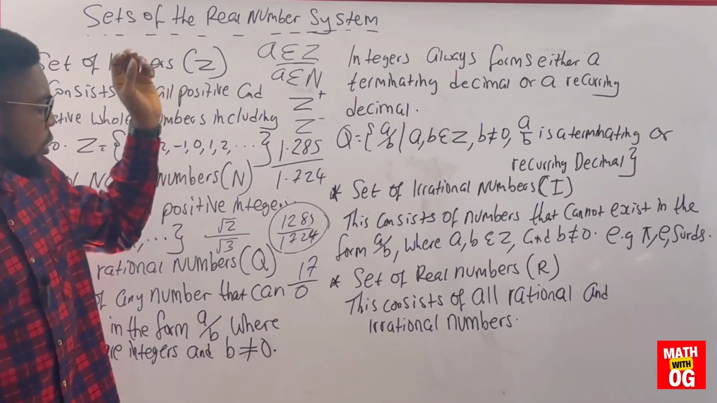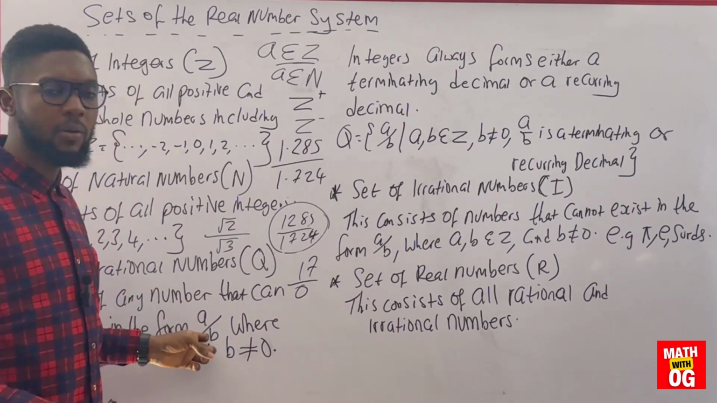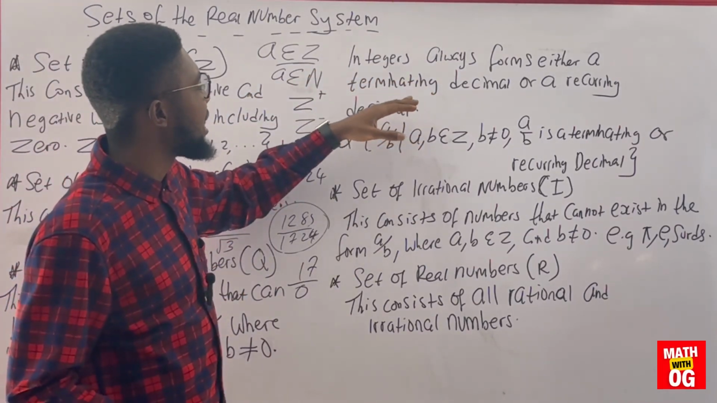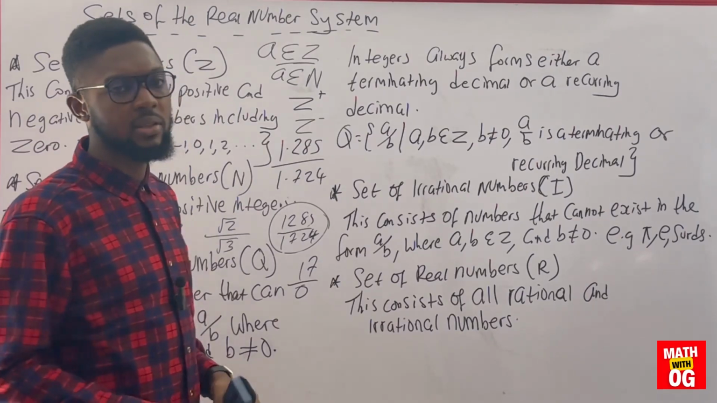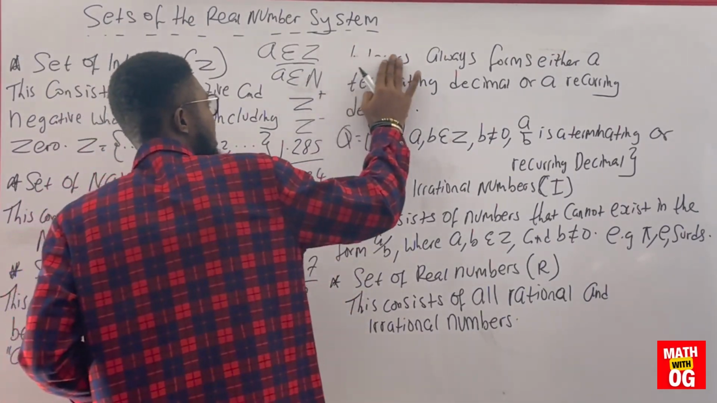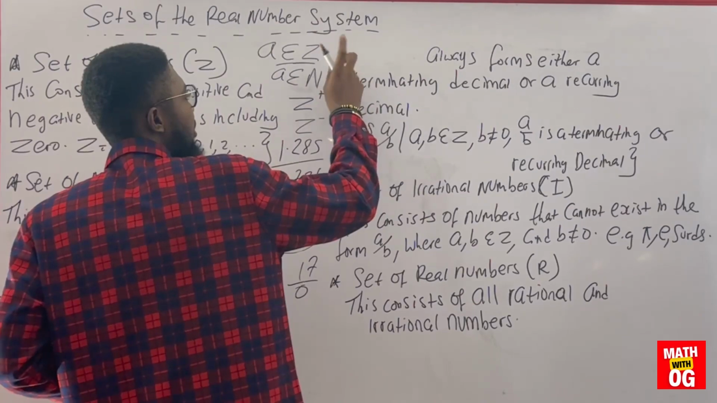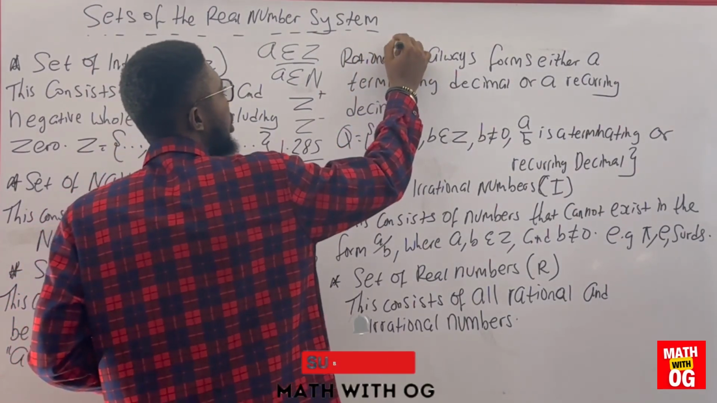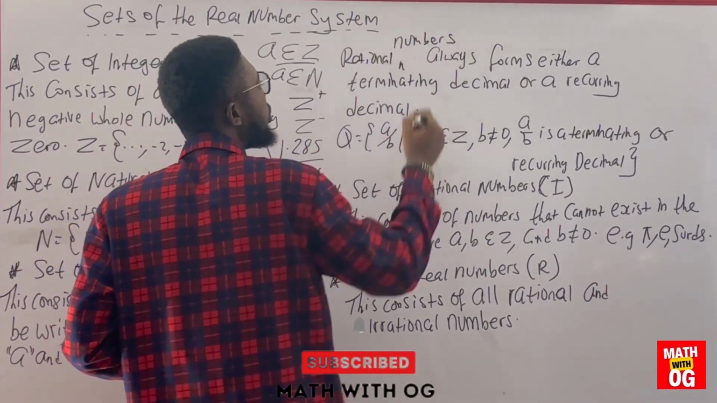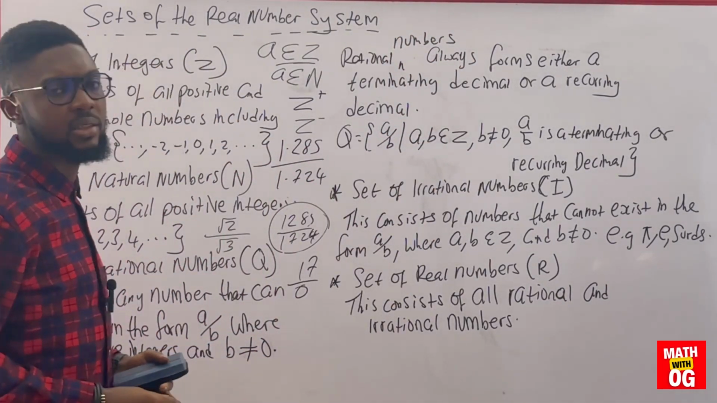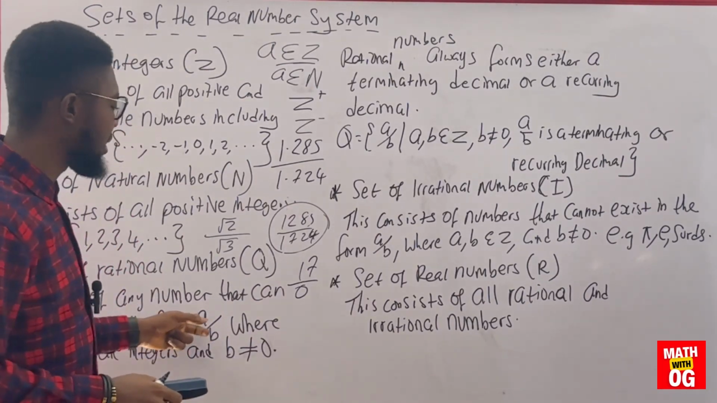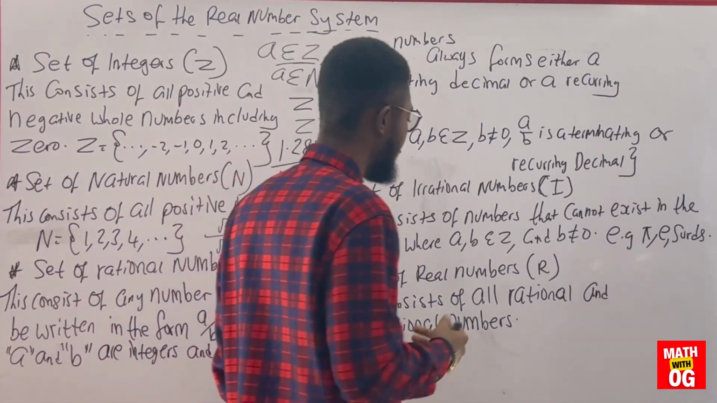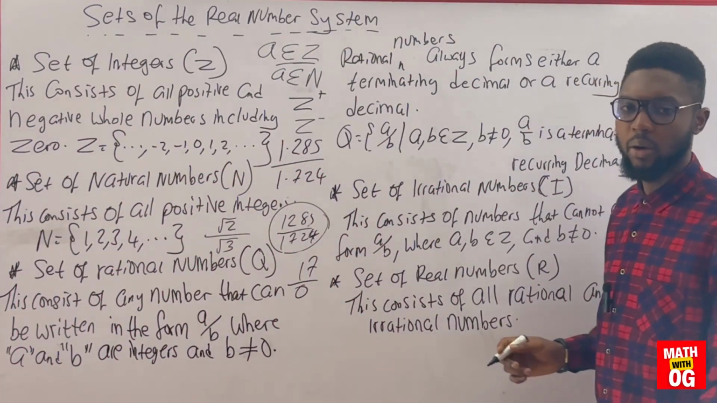Also, you should note that whenever any number exists in this form a over b, where a is an integer, b is an integer, these guys will always form either a terminating decimal or a recurring decimal. Rational numbers always form either a terminating decimal or a recurring decimal. It means whenever I have a over b, you will always get a terminating or a recurring decimal. What are terminating decimals? What are recurring decimals?